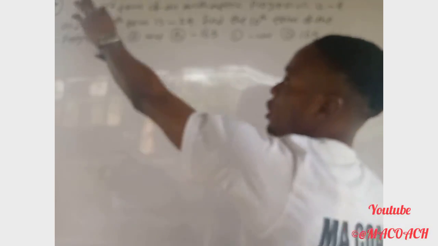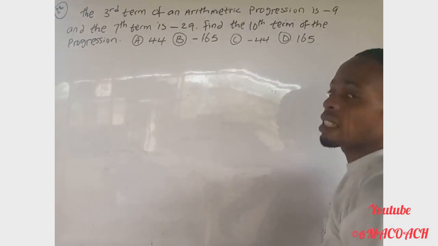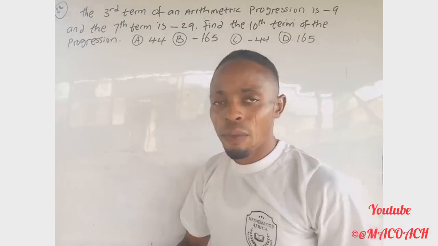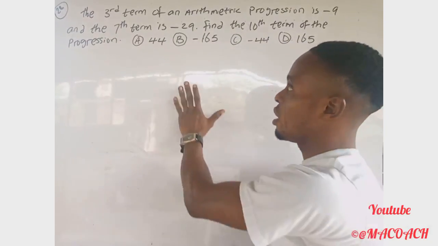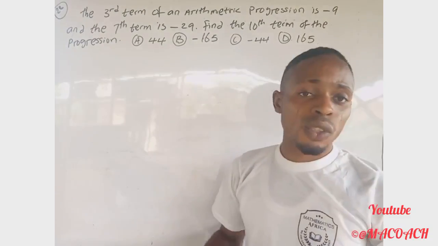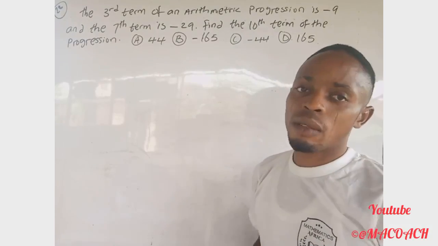We're given the 3rd term and the 7th term, and you have to calculate the 10th term of this AP. In case you missed our previous video on AP, where I explained it in detail, you can check the description below. I will drop the link in the description below.